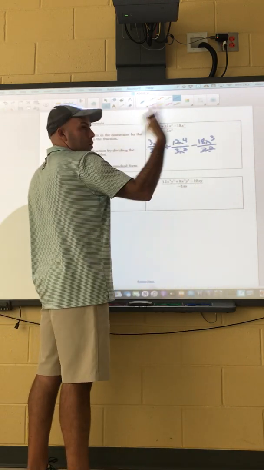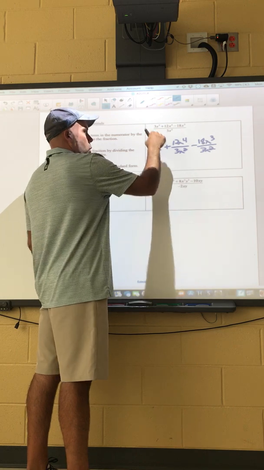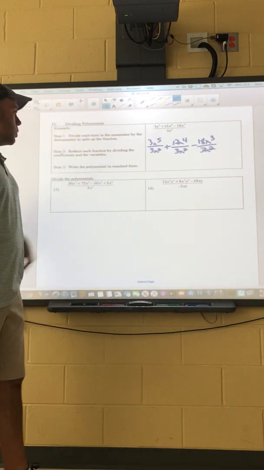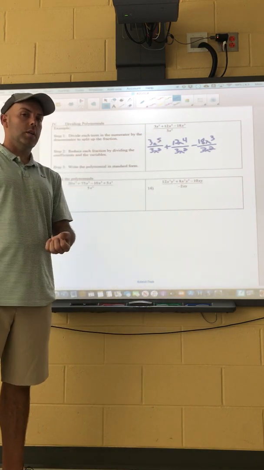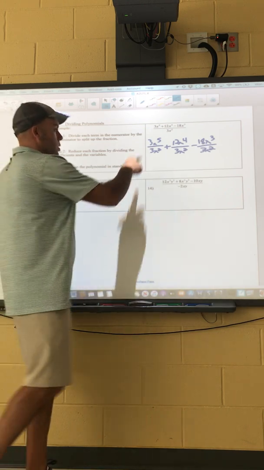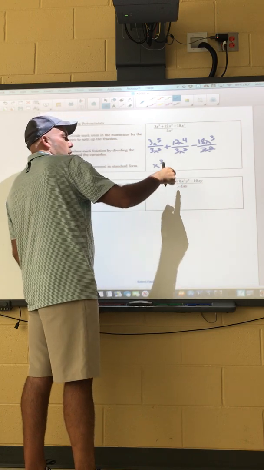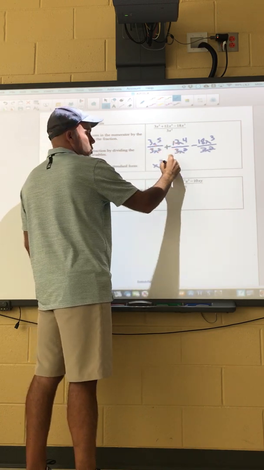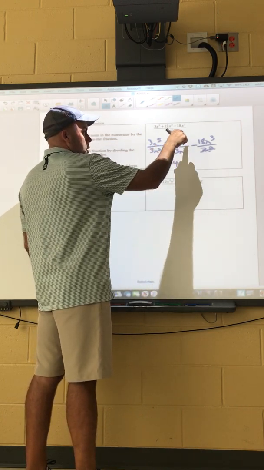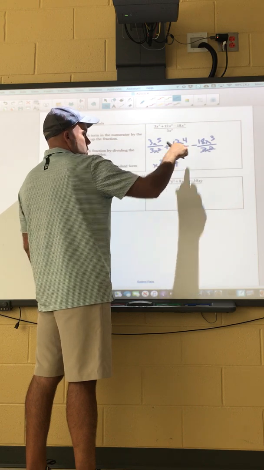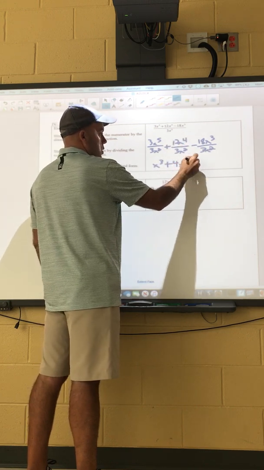Alright, so 3 divided by 3 is 1. I don't need to write that. When I'm asked to divide with exponents, we actually subtract those exponents, okay? So when I have x to the 5th over x squared, 5 minus 2 gives me x to the 3rd. Okay, next, I've got 12 divided by 3. Well, 12 divided by 3 is 4. And then, when I'm asked to divide with exponents, I actually subtract them. So 4 minus 2 is 2.